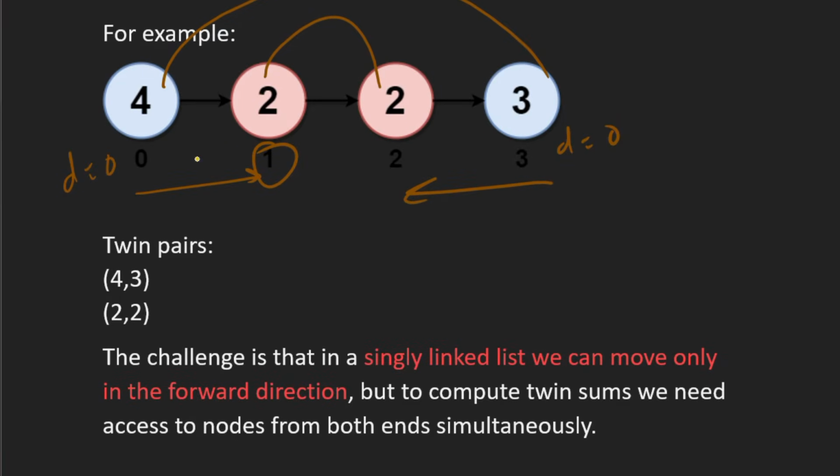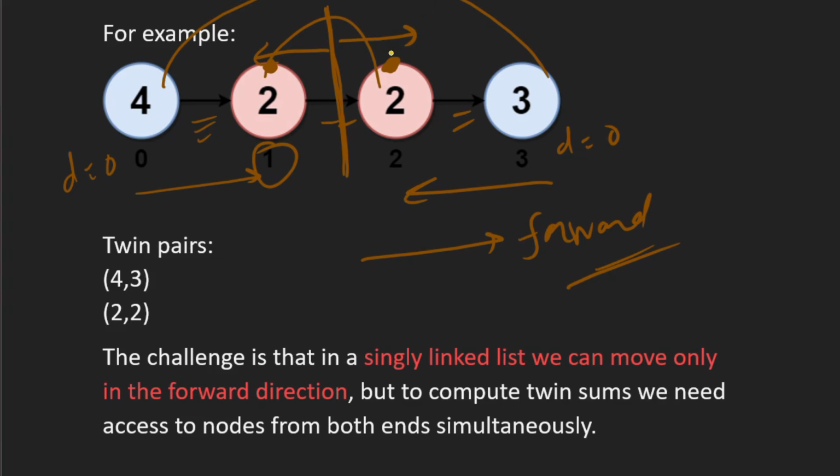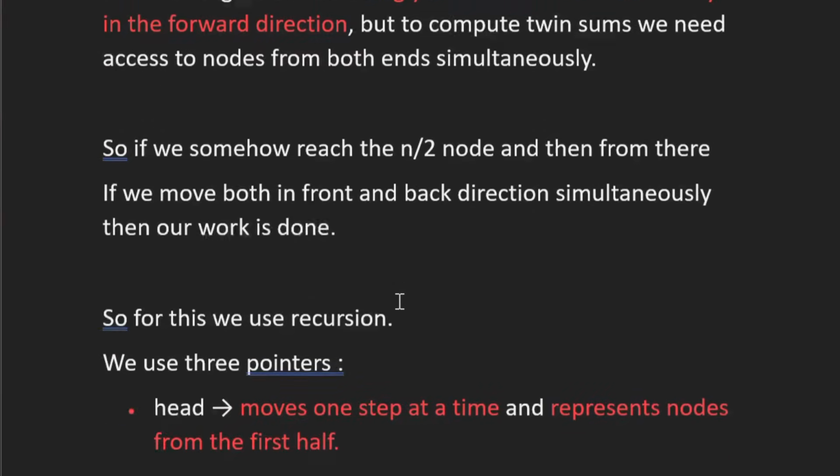Now as we know, in a singly linked list we can only move in the forward direction, right? We can move in the forward direction using these pointers only, but here we need to compute the twin sums. So we need to access the twins simultaneously, in the forward direction as well as the backward direction, from both ends, right? If we somehow could start iterating in both directions, but due to the linked list we cannot traverse in the backward direction, we can only traverse in the forward direction, right? So that's a challenge. So let's see how we'll handle that.